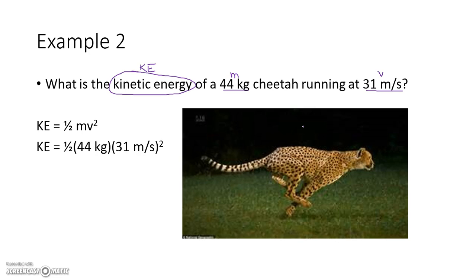So we're going to plug that into the equation. 1/2 times 44 times 31 squared. Now remember, this squared goes to everything. So you have to square the seconds, you have to square the meters, and you have to square the number. Okay? And you should end up getting 21,142 joules. Remember, joules because it's energy.